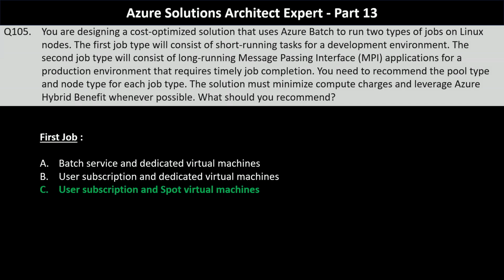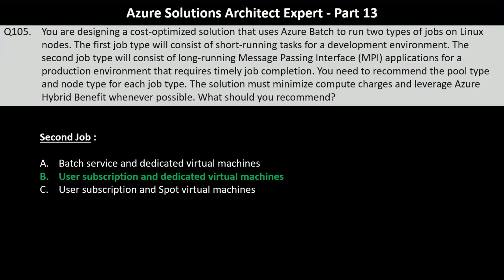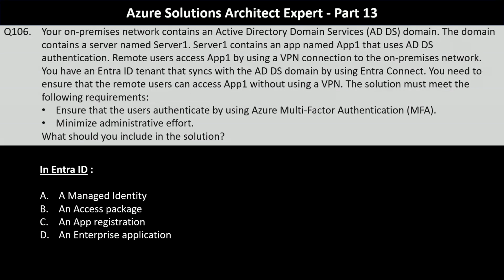Now, friends, the next part of the question is talking about what should you recommend for the second job, and again, you have the same options. MPI workloads require high availability, low latency, and tight coupling between compute nodes, making dedicated virtual machines essential for ensuring job completions within the required timelines. And friends, user subscription provides control over VM configuration, enabling the use of Azure Hybrid Benefit for Linux nodes to reduce costs if eligible. Next question.